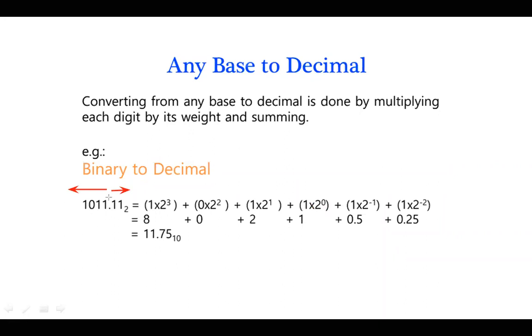How do I do the decimal part? This bit will have the weightage of -1. This bit will have the weightage of -2. So -1, -2, -3, it goes on like this towards your right. So this will be 1 into 2 to the power of -1, 1 into 2 to the power of -2. 2 to the power of -1 is nothing but 1 divided by 2. 2 to the power of -2 is equal to 1 divided by 4. So 8 plus 2 plus 1 is 11. 0.5 plus 0.25 will be 0.75. So this is conversion of any base to decimal.